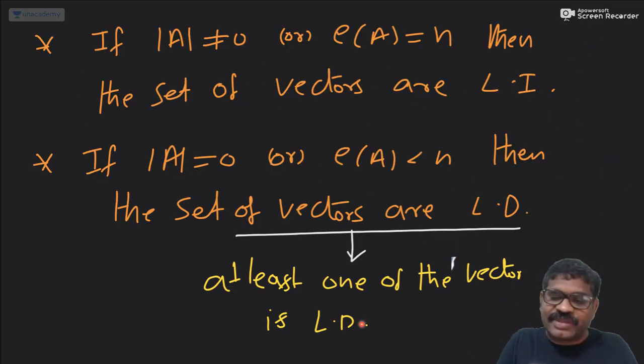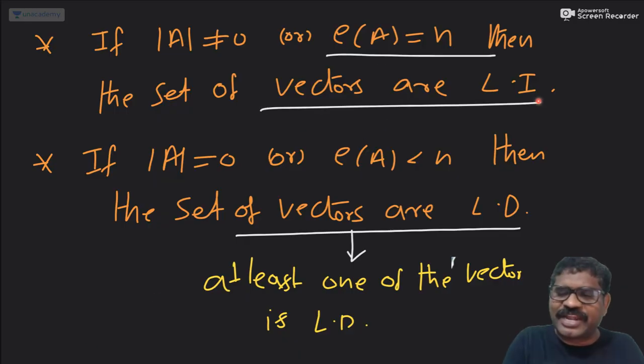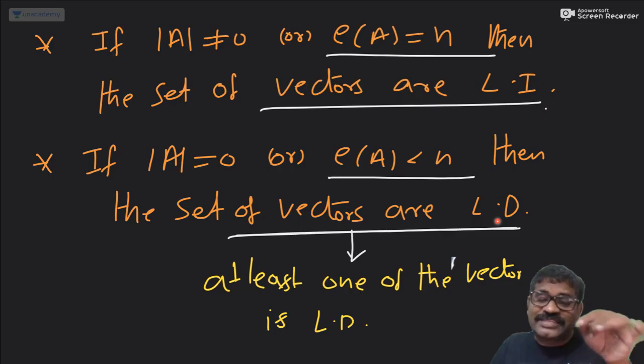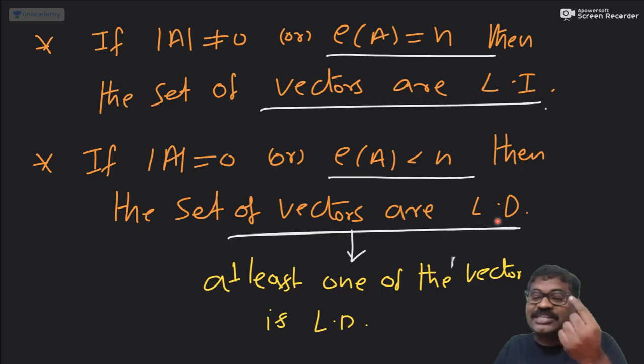Same thing I have given in this definition. If rank of A is n, the set of vectors is independent. If rank of A is less than n, the set of vectors is dependent. The reason is, if determinant is 0, rank is automatically less than n. If determinant is 0, rank is less than n, that's why at least one vector is dependent. That's why the set is dependent.